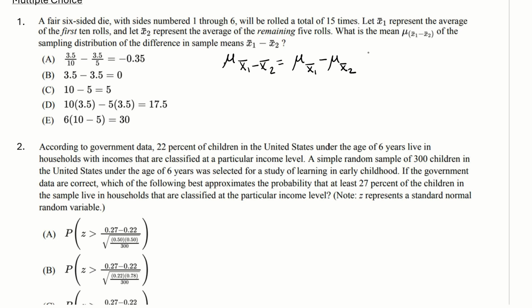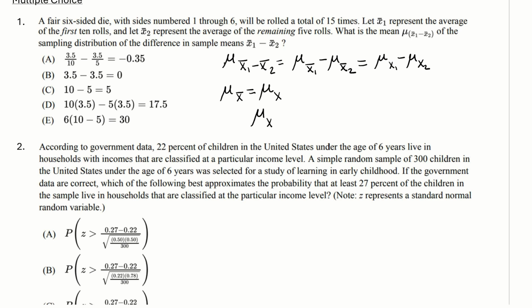But we know that in general, the mean of the sampling distribution of sample means is equal to the mean, right? So we're just going to call it the mean of x, mu x. So in this case, we just have mu x1 minus mu x2, just regular x instead of x bar. However, we're looking at the same fair six-sided die.